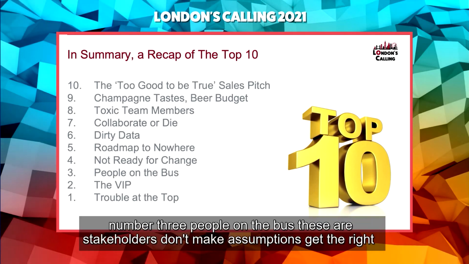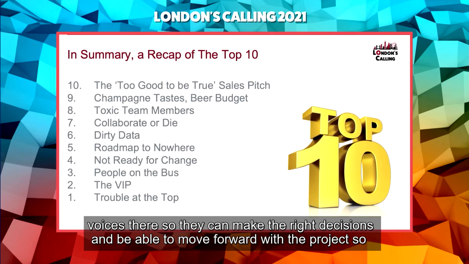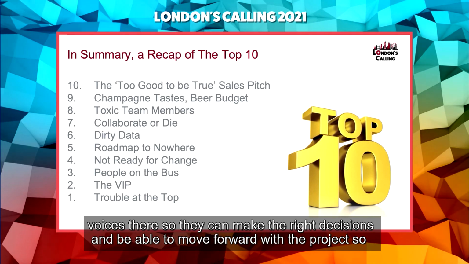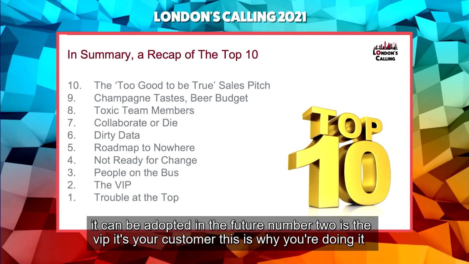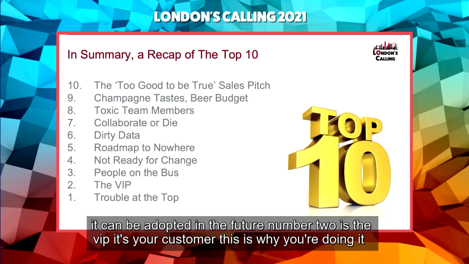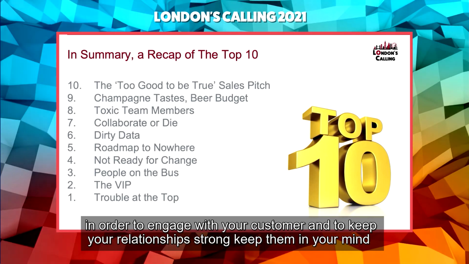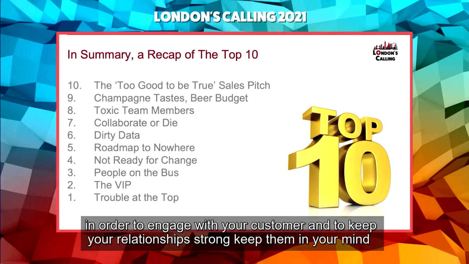Number 3, people on the bus. These are stakeholders. Don't make assumptions, get the right voices there so they can make the right decisions and be able to move forward with the project so that it can be adopted in the future. Number 2 is the VIP. It's your customer. This is why you're doing it, in order to engage with your customer and to keep your relationships strong. Keep them in your mind.